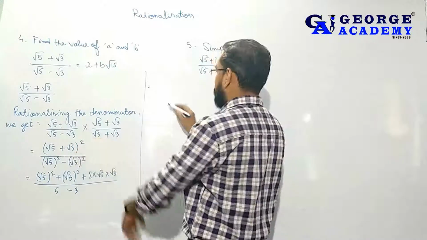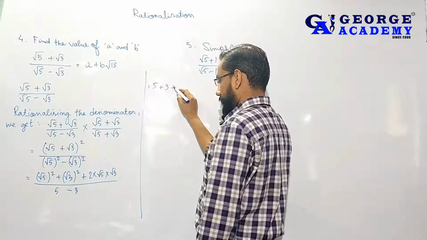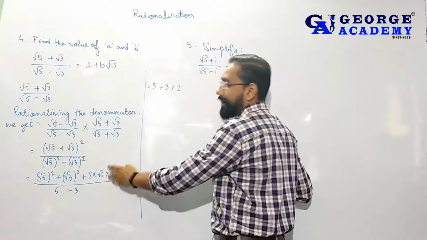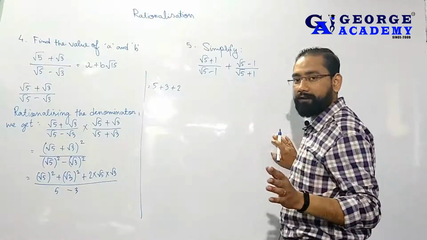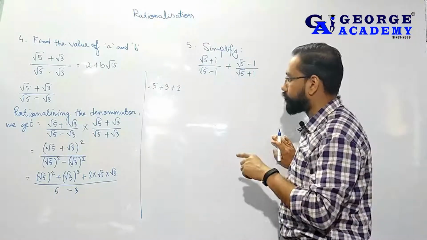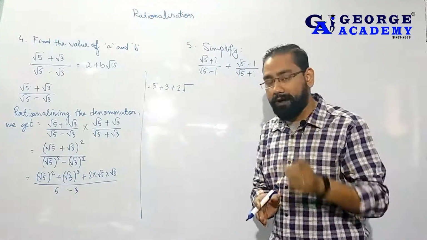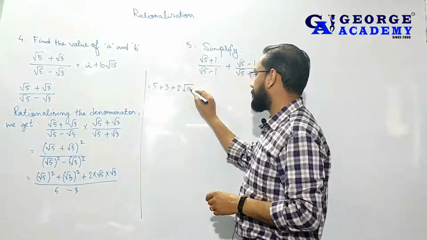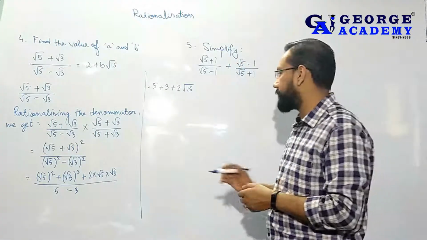That is equal to root 5 squared will give us 5, plus root 3 squared will give us 3, plus 2. When two numbers with roots are getting multiplied, we write the root sign once and we multiply the numbers. That means root 5 into root 3 is root over of, we write the root sign only once, and we multiply the numbers, 5 into 3, 15. So root 5 into root 3 becomes root over of 15.